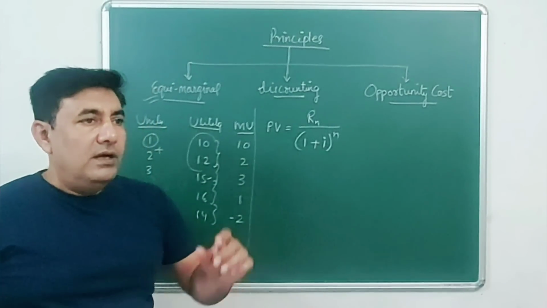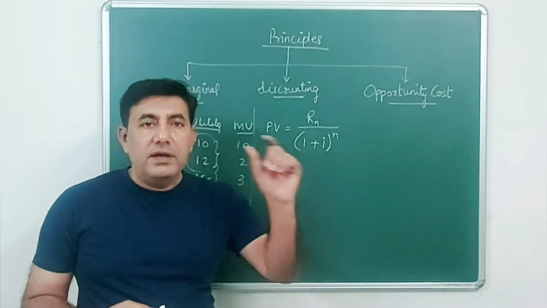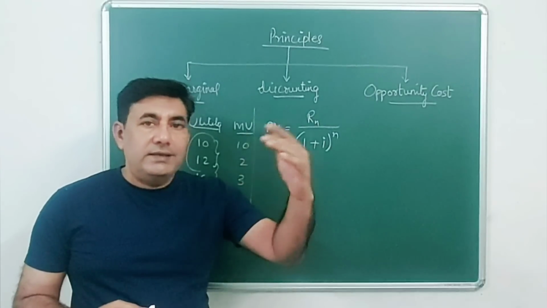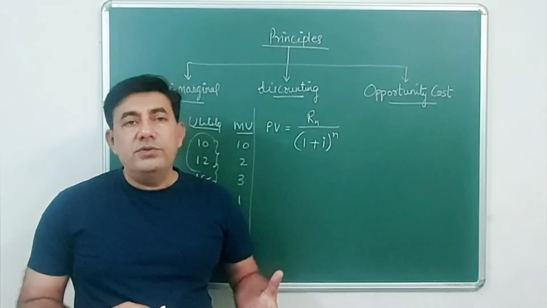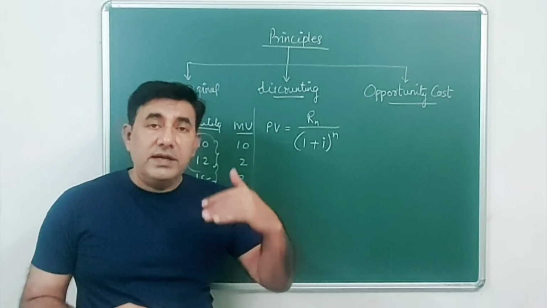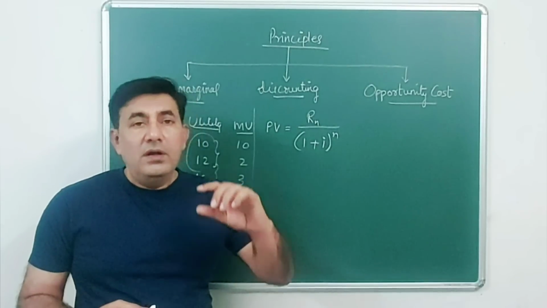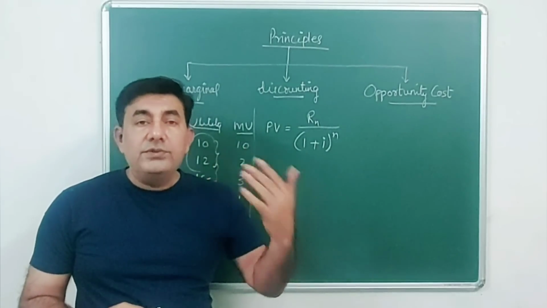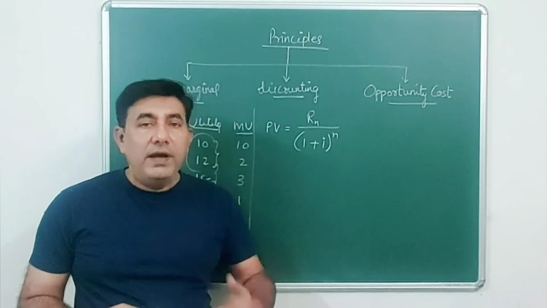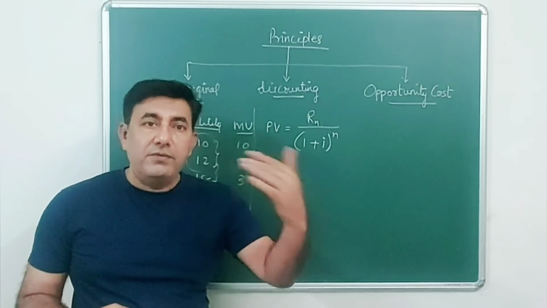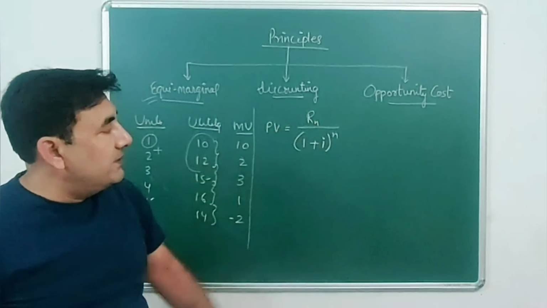For example, suppose you have invested 10,000 rupees somewhere, then after one year what amount are you going to get? From 10,000 you will get 11,000. So 11,000 is your future value, the value of your investment after 1 year. So that is called the discounting principle.